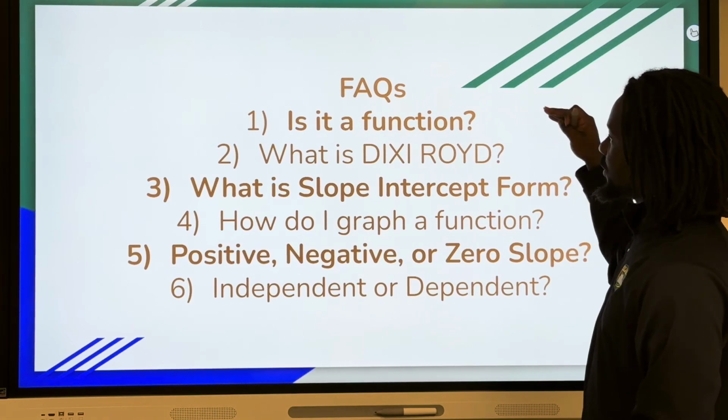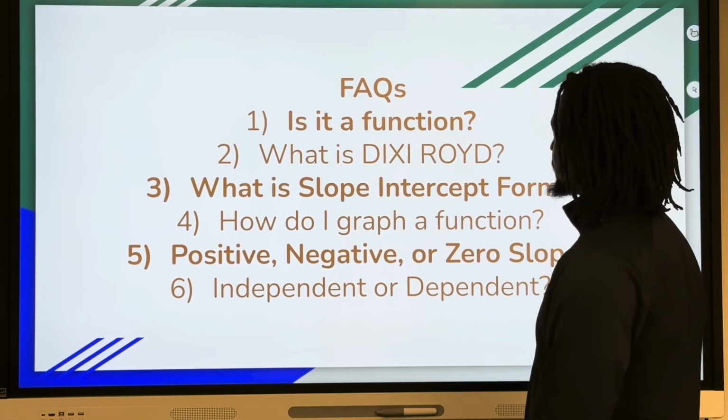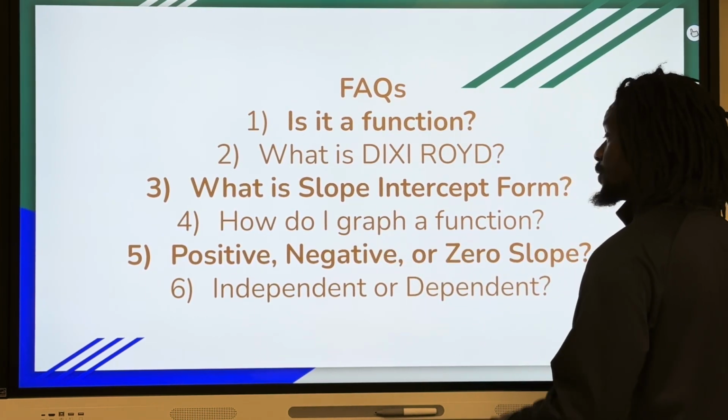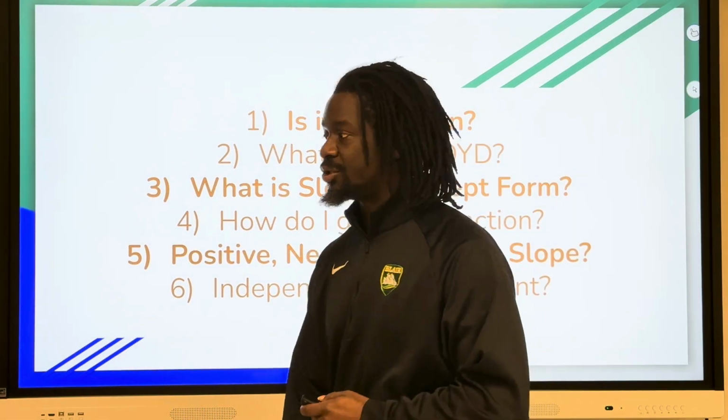Here they are. What is a function? What is Dixie-Roy? What is slope-intercept form? How do I graph a function? Positive, negative, zero slope, or independent, dependent variable? Let's get into it.